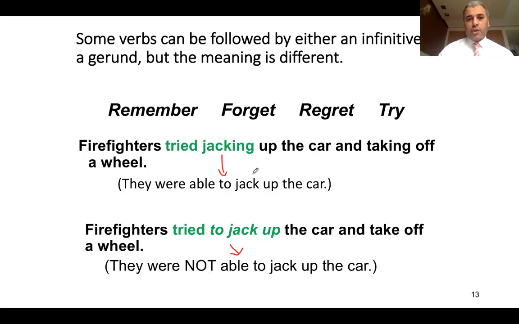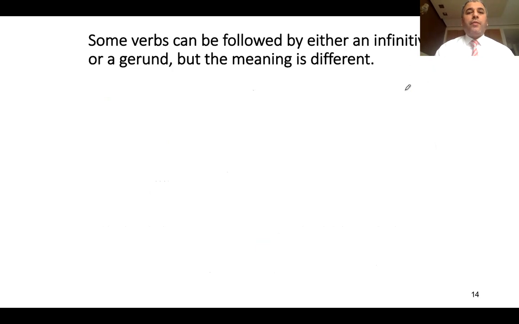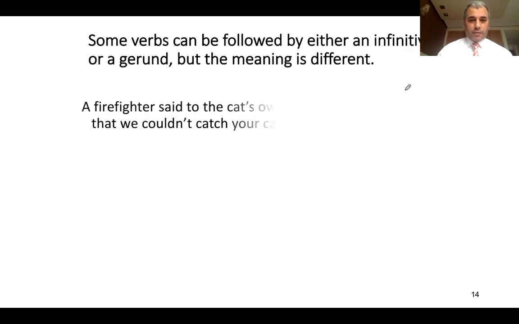When you're using either a gerund or an infinitive after these special verbs, after remember, after forget, regret, and then try, okay? Some verbs can be followed by either an infinitive or a gerund, but the meaning is different. Same as we have seen in the previous slide. This is another example. Okay, a firefighter said to the cat's owner, I regret to tell you that we couldn't catch your cat.